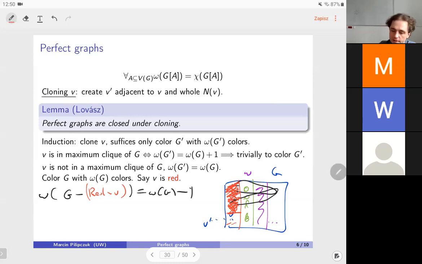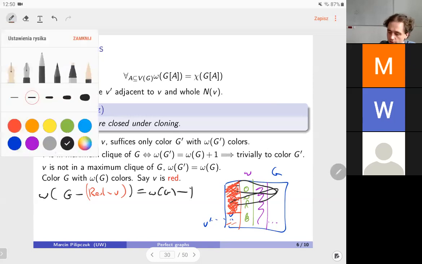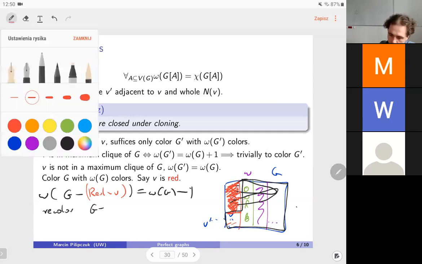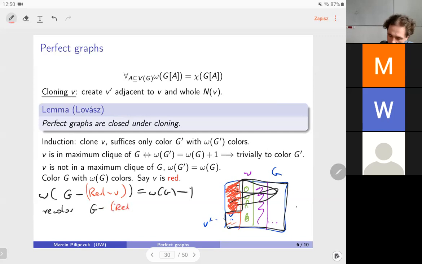What does it really mean? That means that I can recolor this part. This is what remains, and I can recolor it without using red. So I can recolor G minus red minus V with this number of colors, without using red.